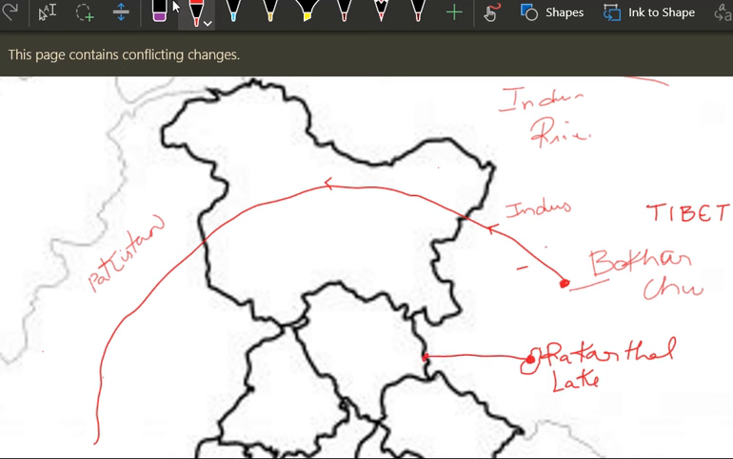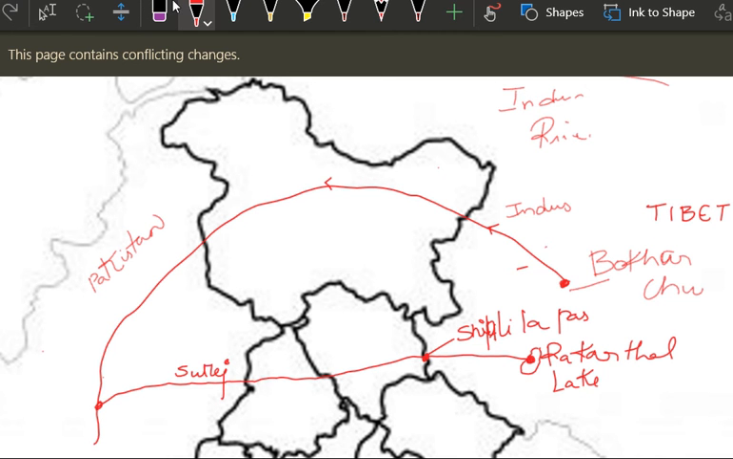Here, it crosses one pass, that is Shipki La Pass. From there, it goes into Himachal Pradesh. From there, it goes into Punjab, and from there, it enters Pakistan and joins Indus. This is okay, right? Next, we have to write this name. Sutlej.